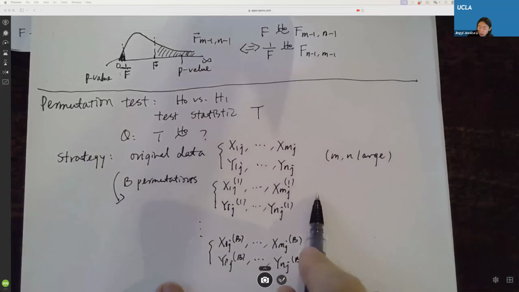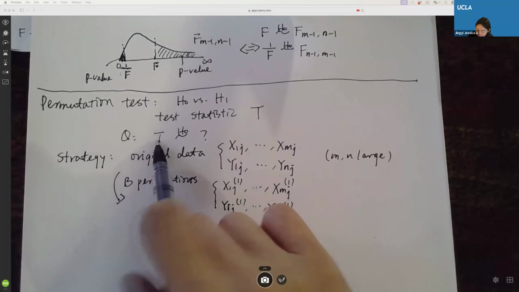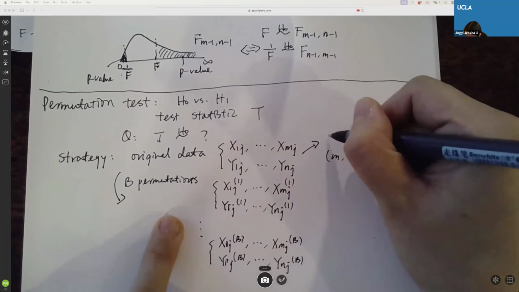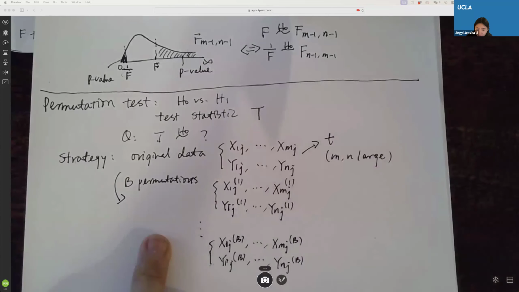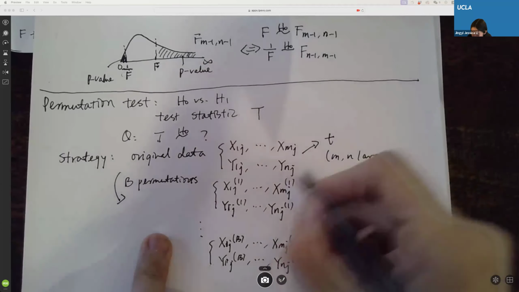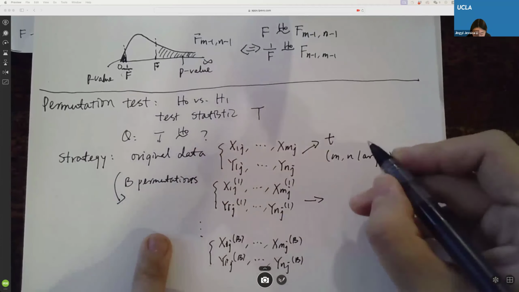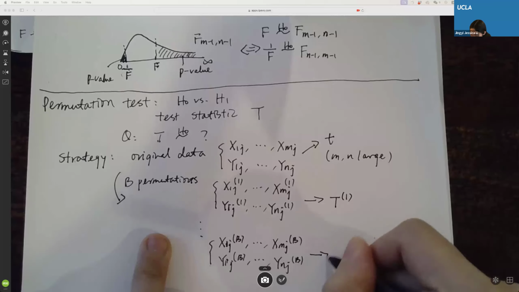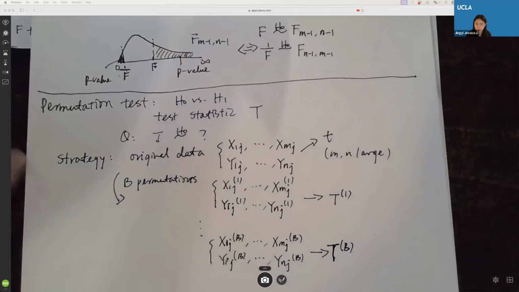And from each permuted data set, I could compute my test statistic value. All right, so let's say that from this original data, I calculate the value for my t. I call that small t. It's the value from my actual original data. And from each permuted data, I just calculate the value, and let me call that T1 from the first permuted data, and sorry, TB from the last permuted data.